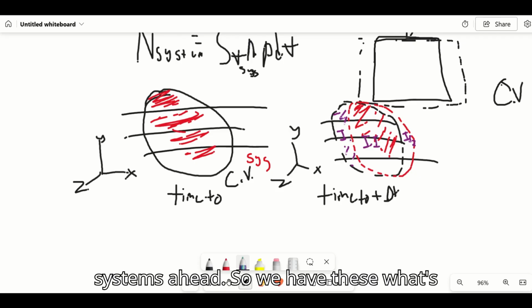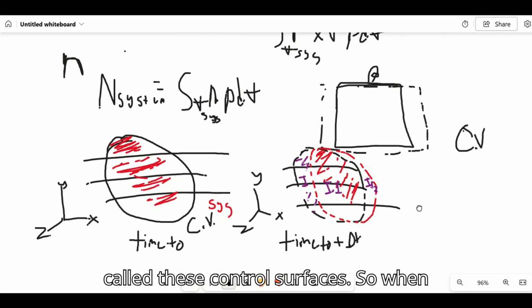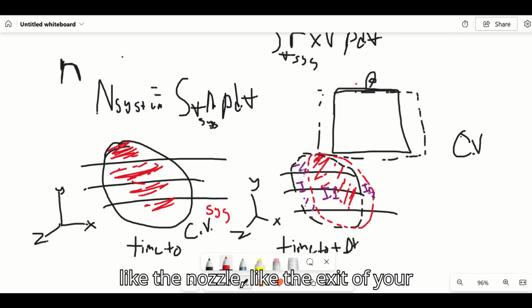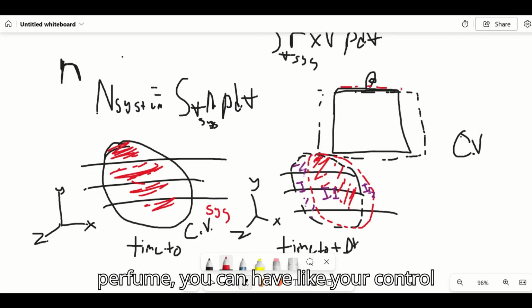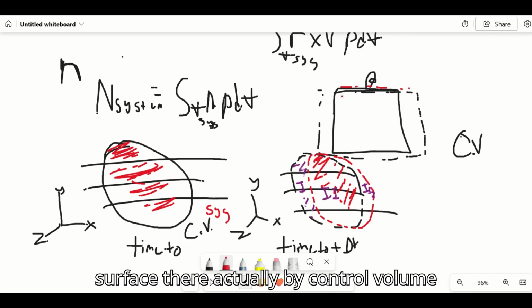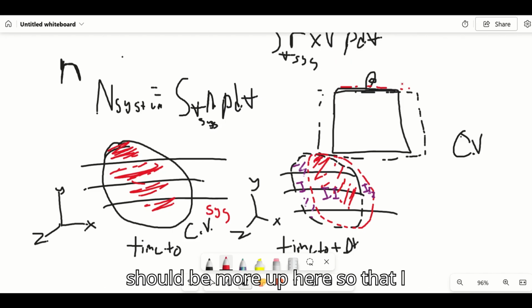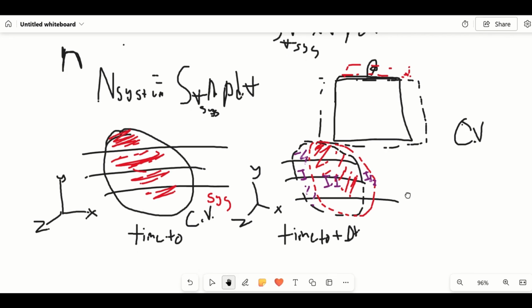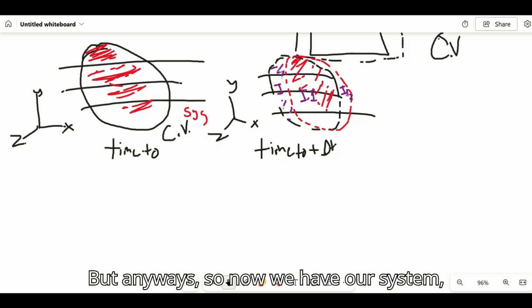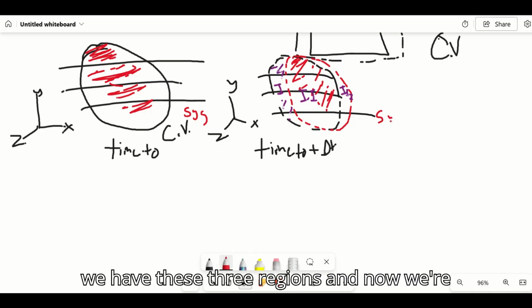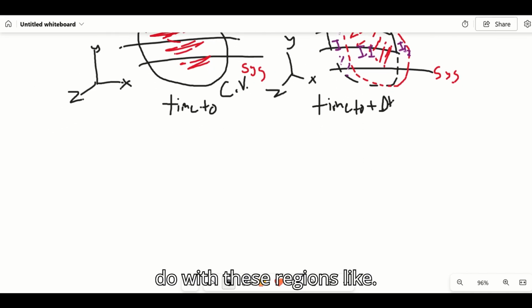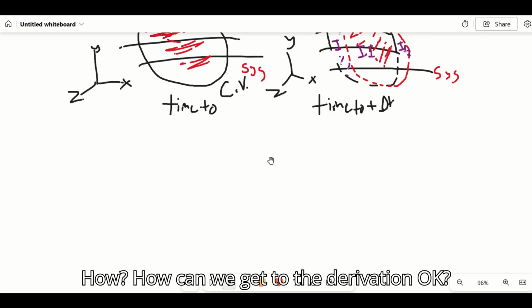So we have what are called these control surfaces. When you think about spraying a perfume out, like the nozzle and the exit of your perfume, you can have your control surface there. Or actually, my control volume should be more up here so that I can encapsulate my control surface there. But anyways, now we have our system. We have these three regions, and now we're going to see what we can actually do with these regions. How can we get to the derivation?